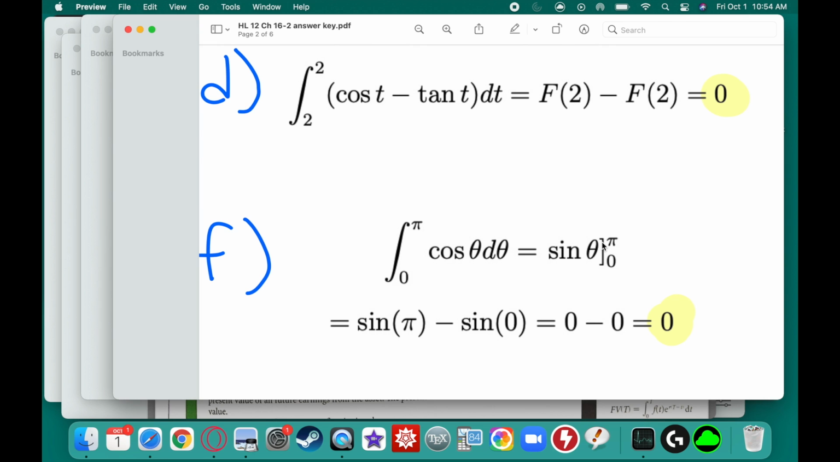So when I evaluate this at the upper bound, I'm going to get the sine of pi minus the sine of 0. Basically I just plug in pi and I plug in 0 and I subtract them. Well, if you know your unit circle, which you should, sine of pi is 0, sine of 0 is 0. So the final answer here is pretty easy. It's 0. All right, no big deal.